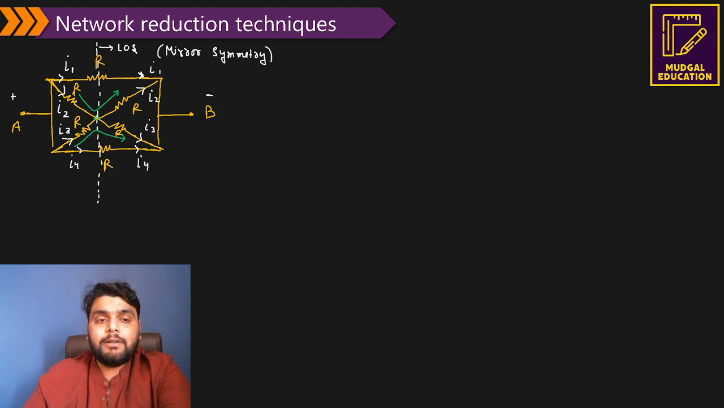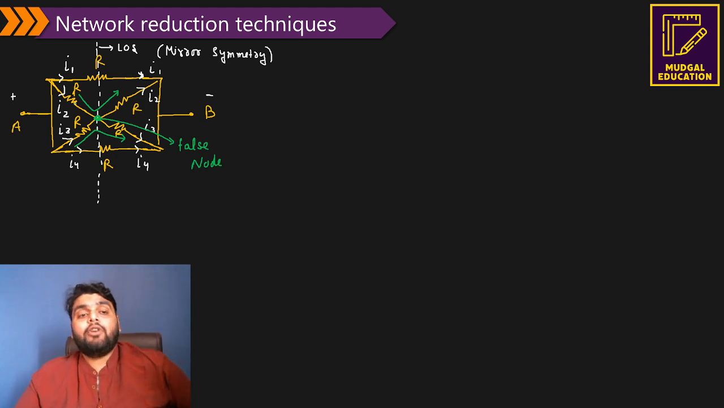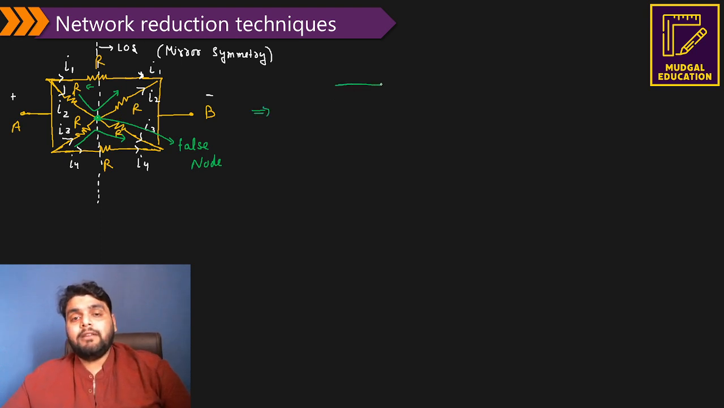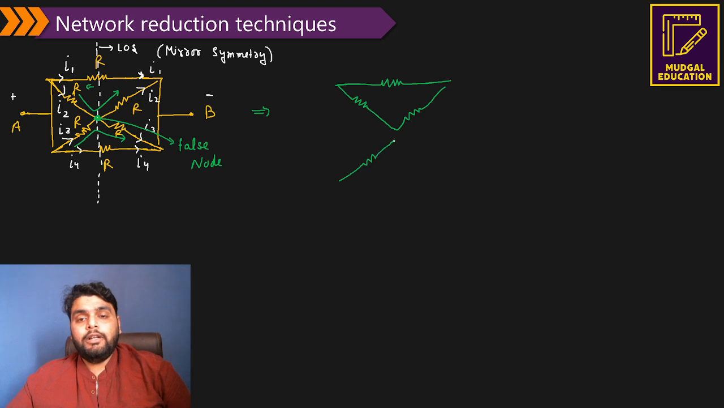So you can say this particular node does not have any role. This is actually a false node. Why? Because the current I2, which is in this resistor, is going towards the upward side. It's not going to cross this particular node. So I can also simplify this circuit by removing this node. Now what is the meaning of removing the node? You can remove the node like this. Here you can observe clearly, I have removed this particular node.